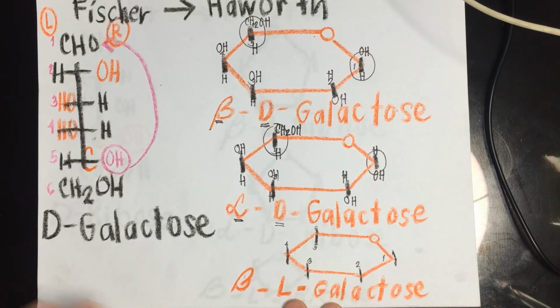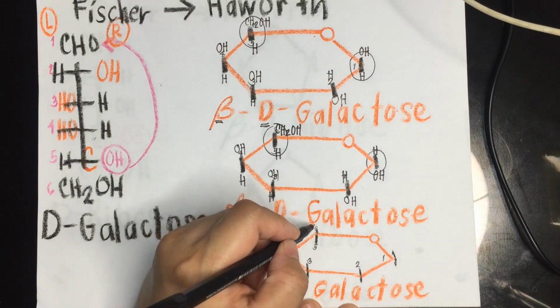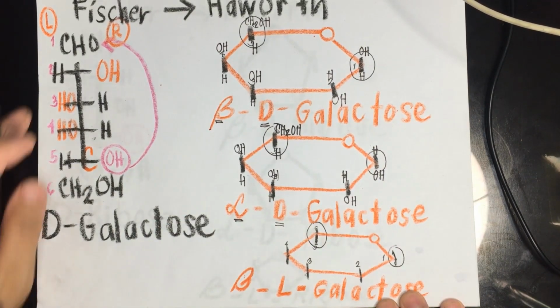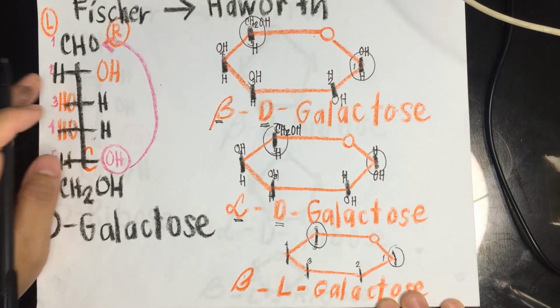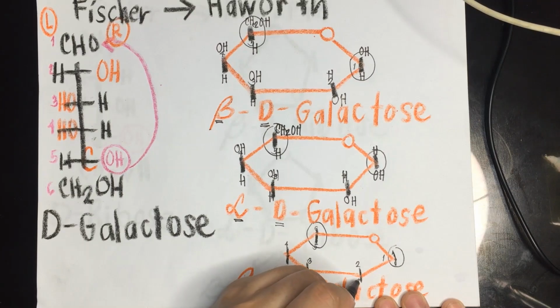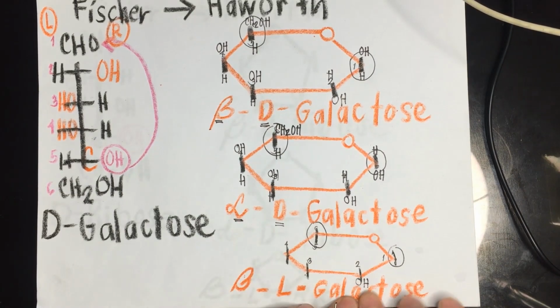Next, we are going to answer what if it is in L configuration. Same, I will be answering this later. So, for our hydroxyl group that is on the second carbon, it is on the right side. Therefore, I'm going to place it below. And then, 3 and number 4, I'm going to place it on top.